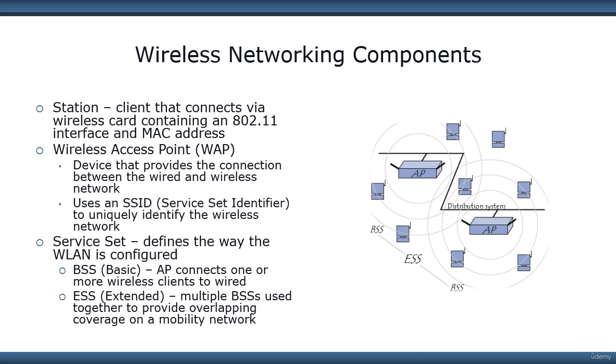Let's look at the different components that we've got. First component would be a station. It's just a term used for a client that connects to a wireless card. It contains an 802.11 interface and a MAC address. What is 802.11? Well, that's the IEEE standard for anything and everything Wi-Fi. So definitely recognize that number, as it might be used as a synonym to Wi-Fi. It's just another name. You're referring to the standard.